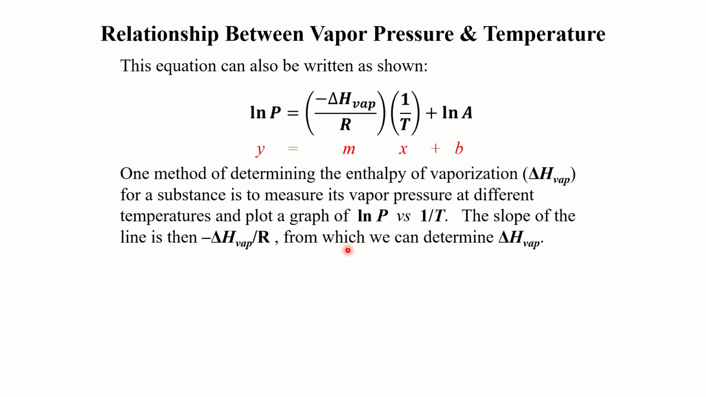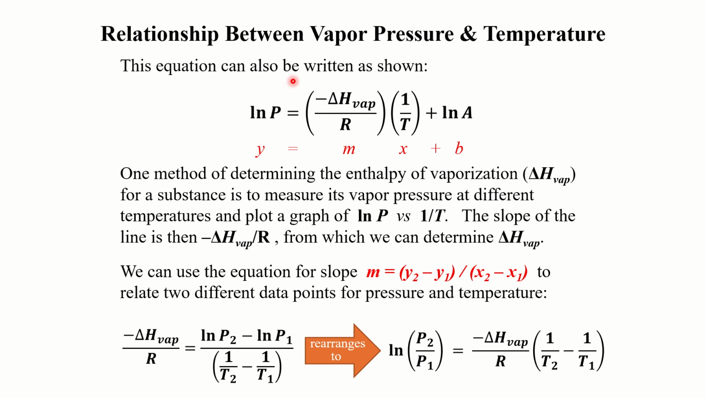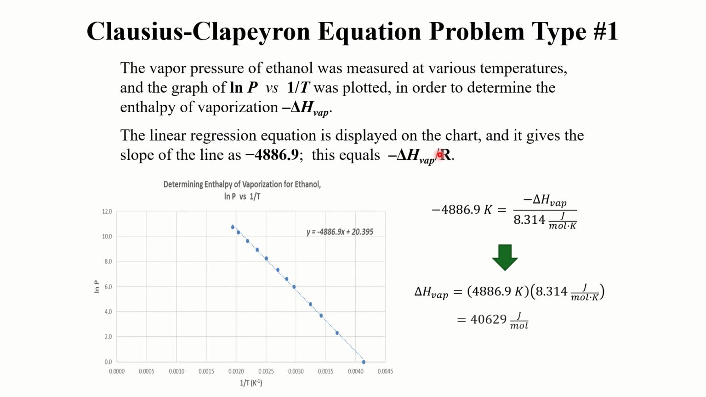So to be more specific, you're going to use this version of the equation for a problem like this. What that version of the equation told us is that the slope of this line equals negative delta H vaporization over R. So on a problem like this, all you need to do is set negative delta H vaporization over R equal to the slope of the line. The units on that slope are actually just going to be Kelvin.